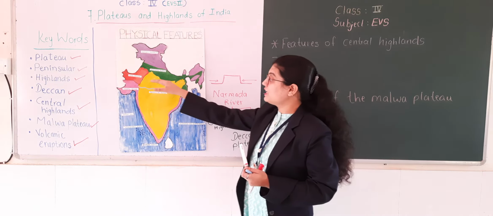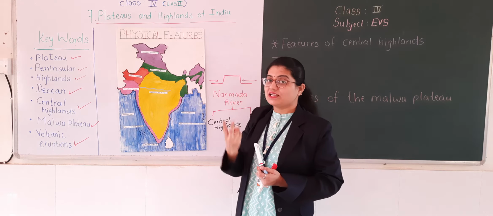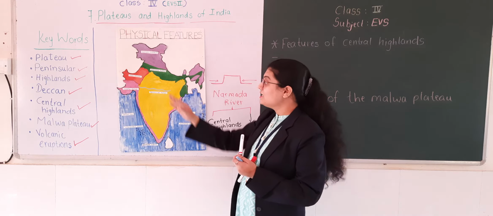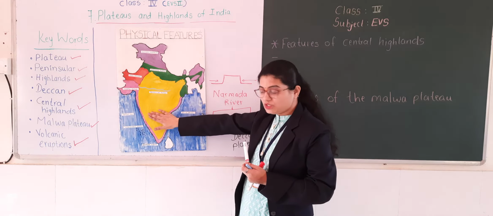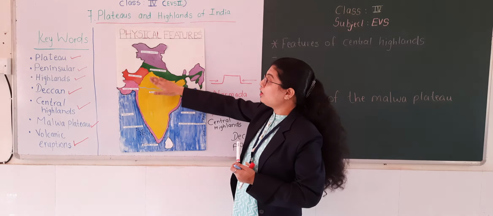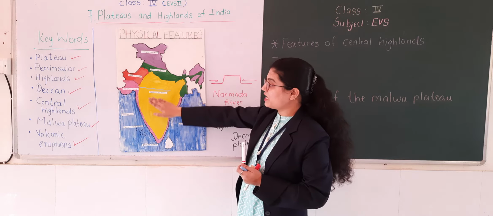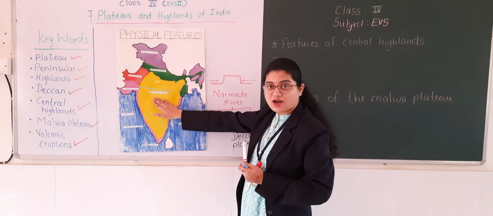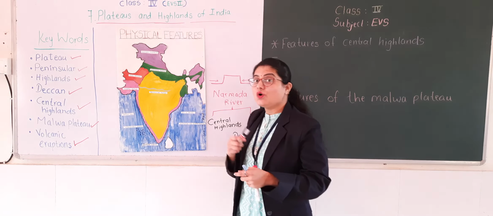Why is this plateau divided into two regions? And which are the two regions? They are Central Highlands and Deccan Plateau. The Central Highlands lie to the north of the Narmada River, and the Deccan Plateau lies to the south of the Narmada River. Understood?